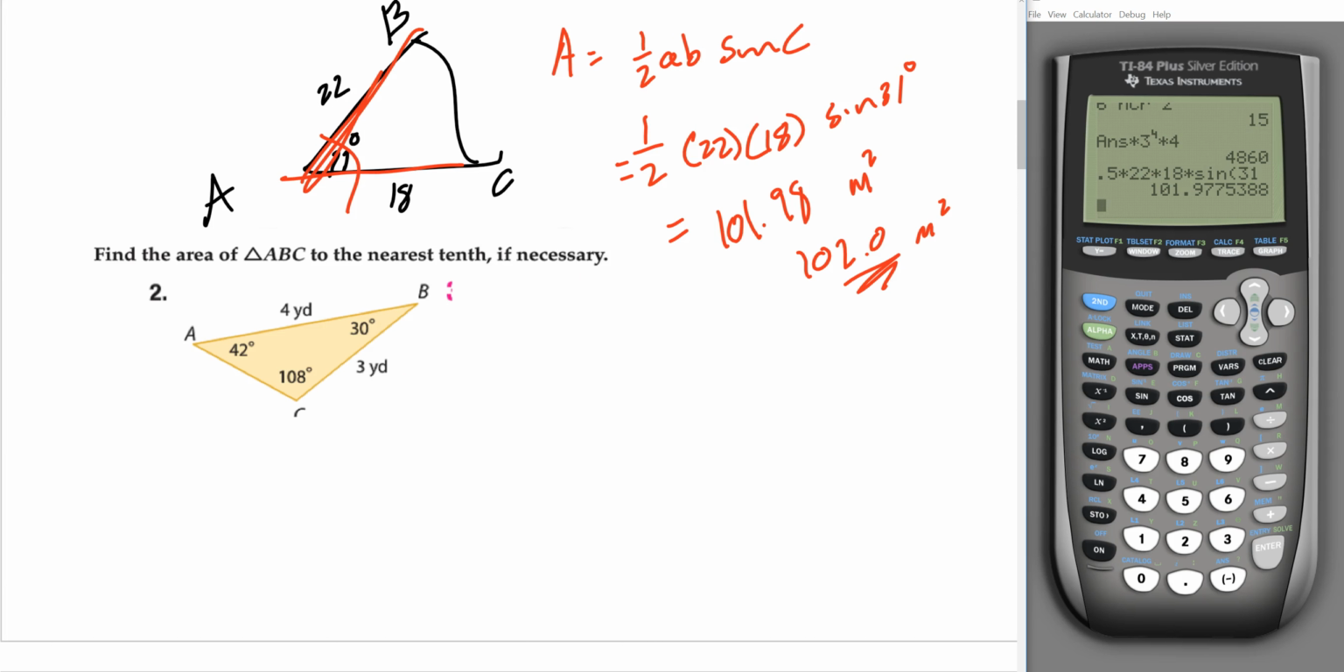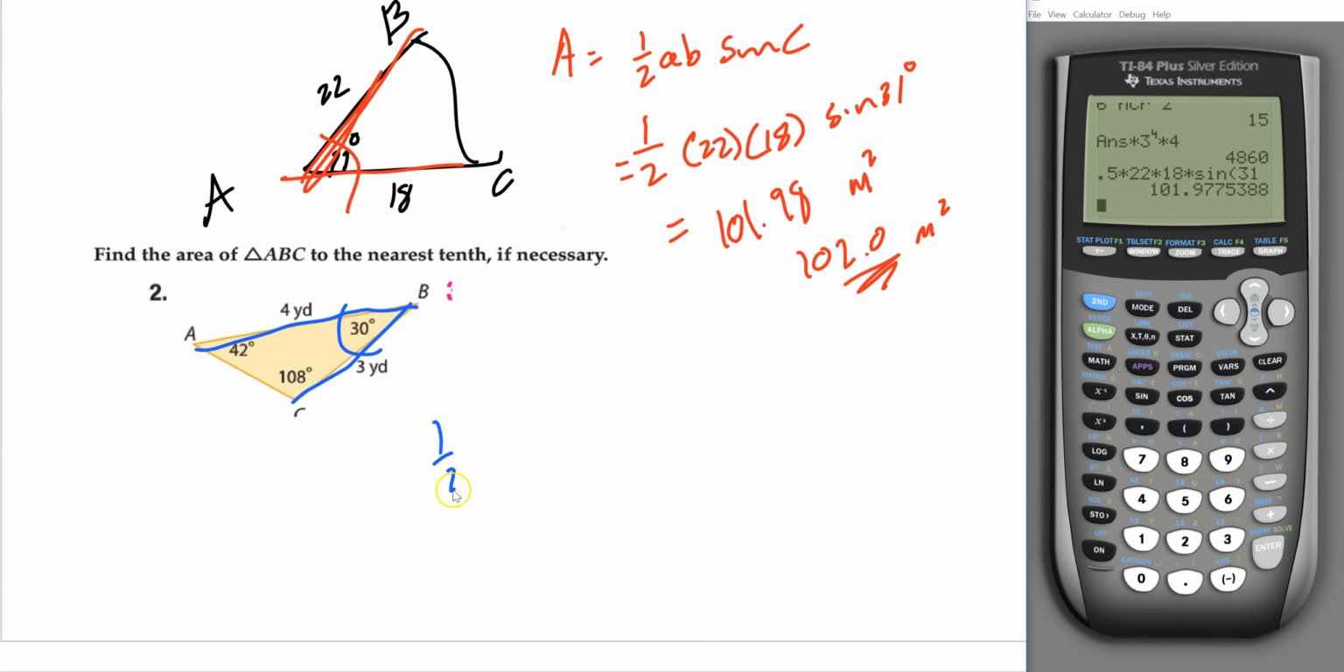Now look at this one. They don't give you every side, they give you 2 sides and an angle. So how do I do it here? Well, you pick one of them, right? Here are the two sides I have, and we need the angle between them, like that.